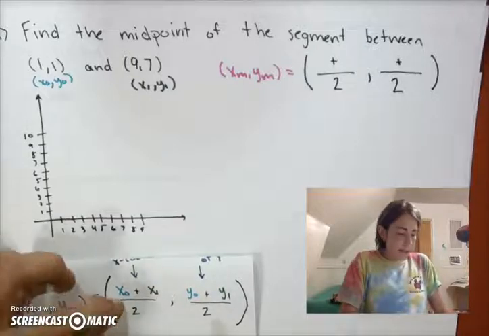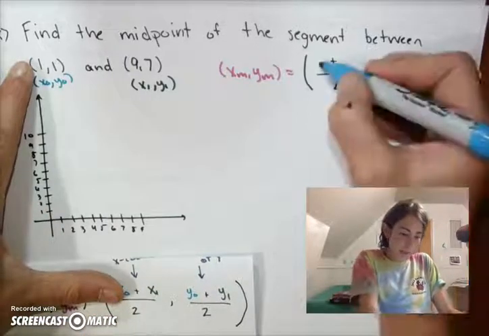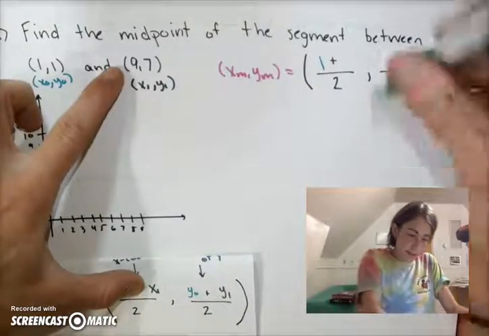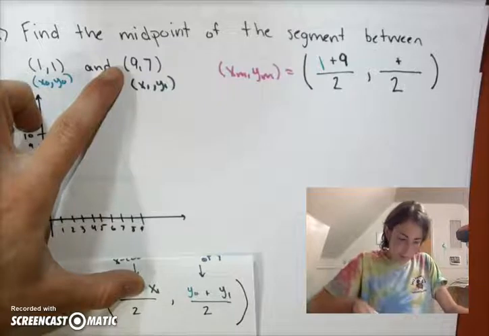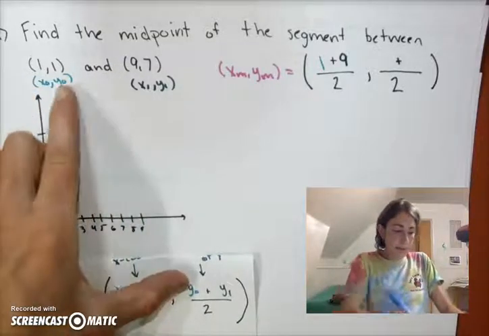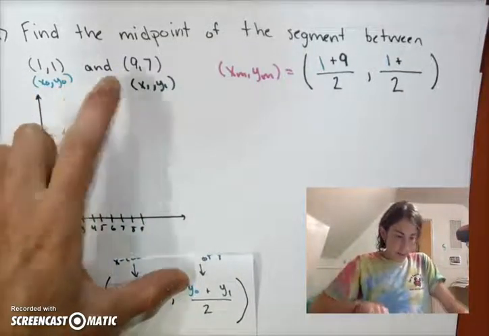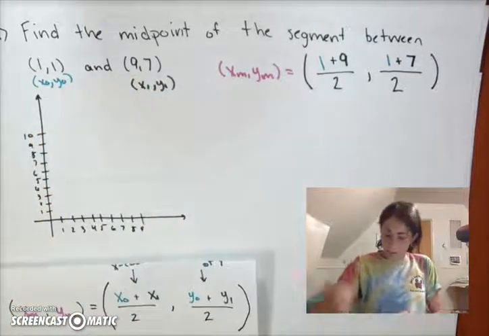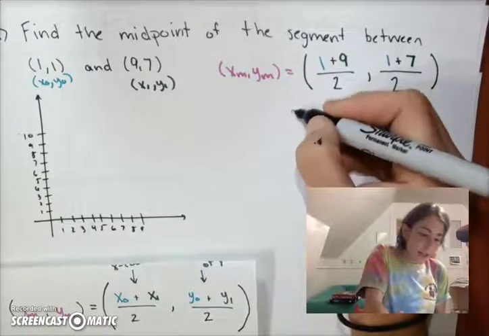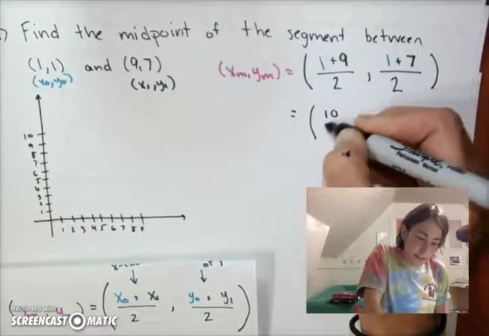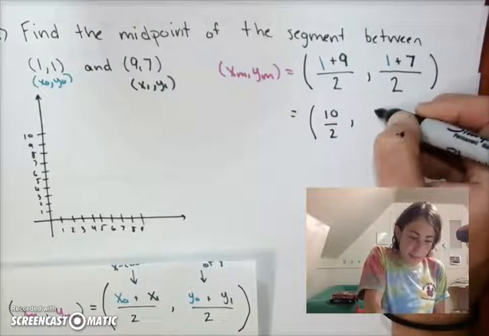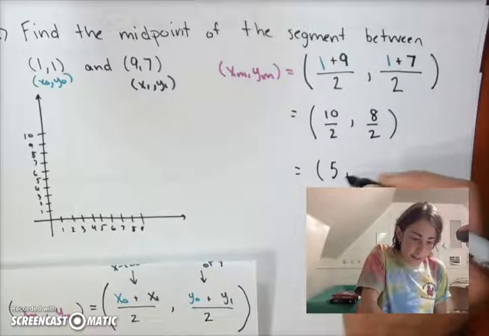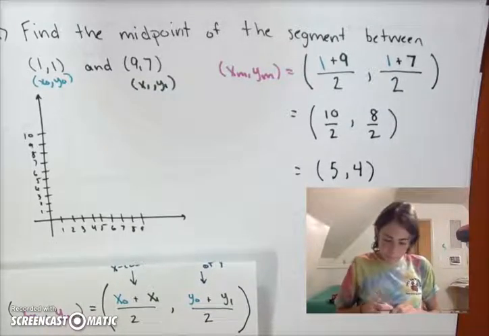So my x0 is 1. My x1 is 9. My y0 is 1. And my y1 is 7. So now I can just work this out. 1 plus 9 is 10. Divide that by 2. 1 plus 7 is 8. Divide that by 2. So I get 5, 4 as my midpoint.